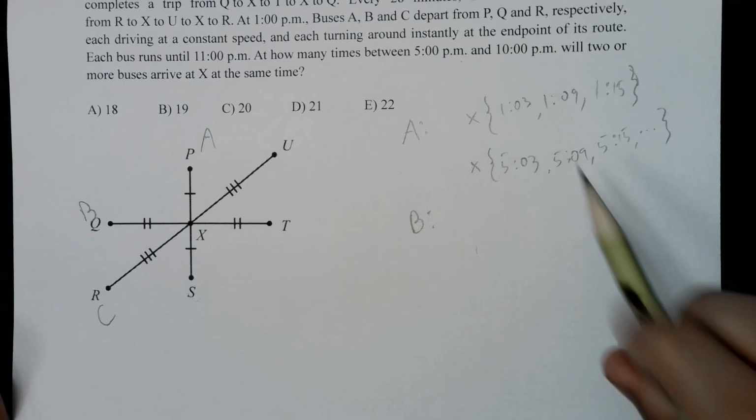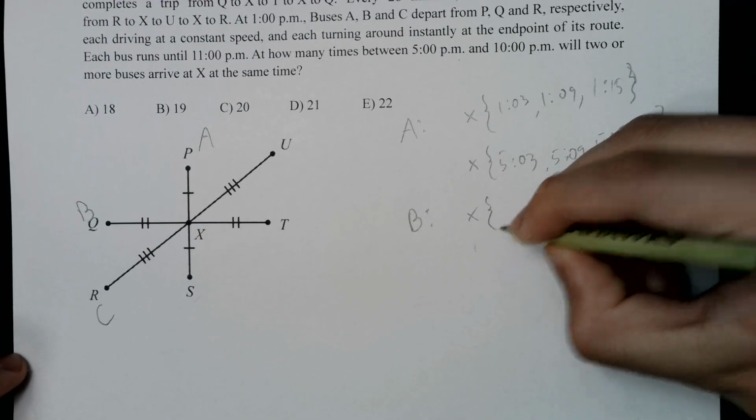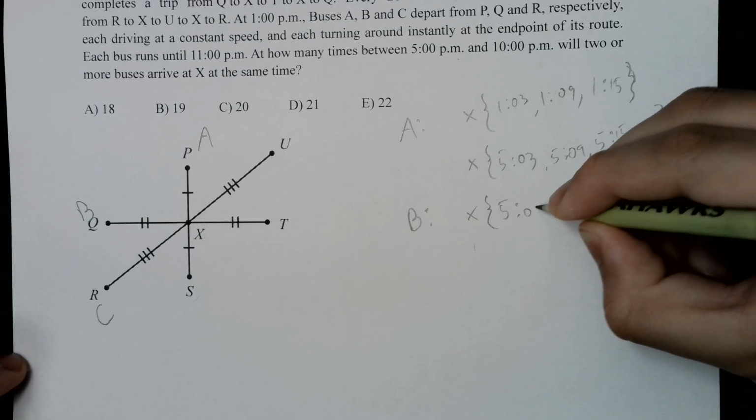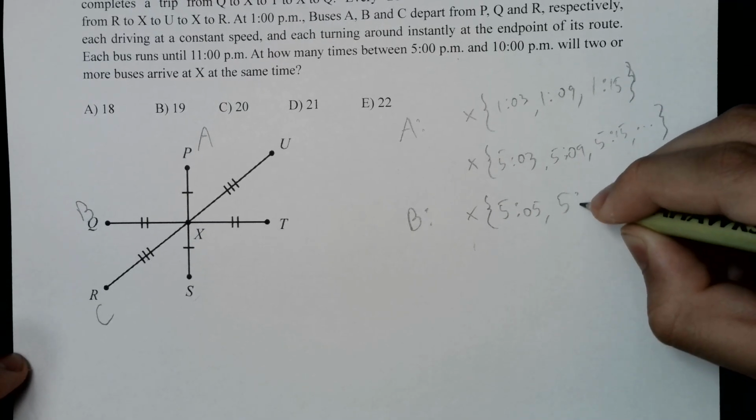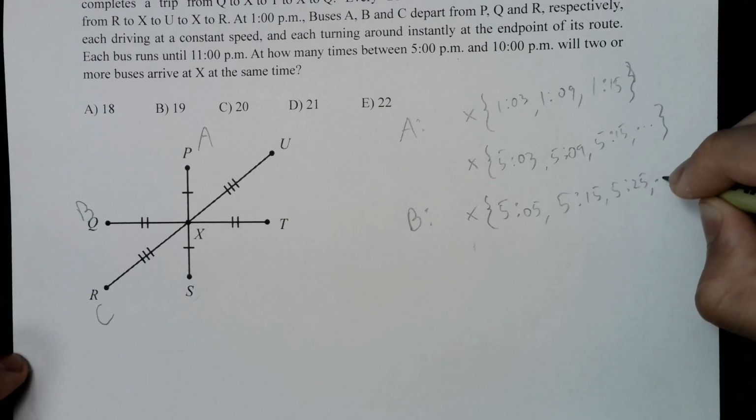Now, instead of just writing this one, I'll just write it immediately. So we know that X is going to stop for bus B at 5:05, 5:15, 5:25, and so on.